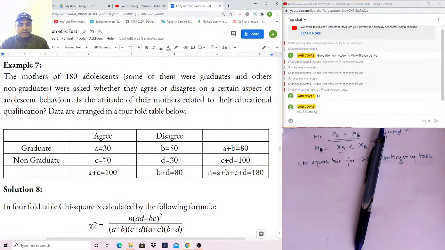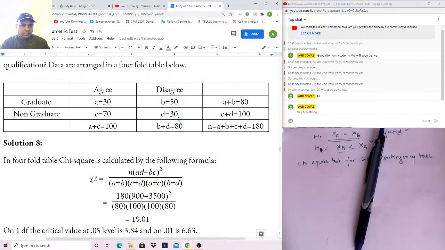So here this educational qualification is of mothers. Okay. So some of the mothers were graduates, some were non-graduates, and they have to either agree or disagree on some of the adolescent behavior, right? So what we have to find out is whether the attitude of the mothers is related to their educational qualification, and this data is arranged like this. So we have this A, B, C, D, okay, and then we can find this a plus b, c plus d, then a plus c, then b plus d, and all of them added together.